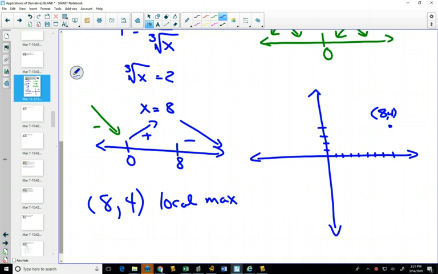Okay. We know that we have the point 0, 0, because that was our y-intercept, our x-intercept. When we plugged in 0 for x, we got the point 0, 0. We know that our graph between 0 and 8 has to be increasing and concave down. Okay, that would make sense for that.